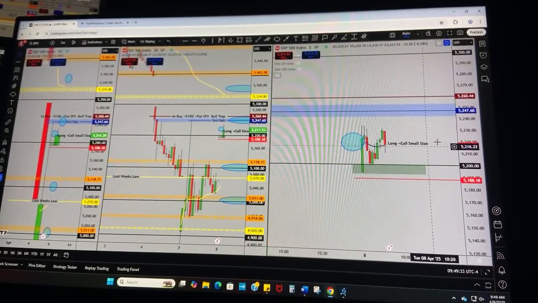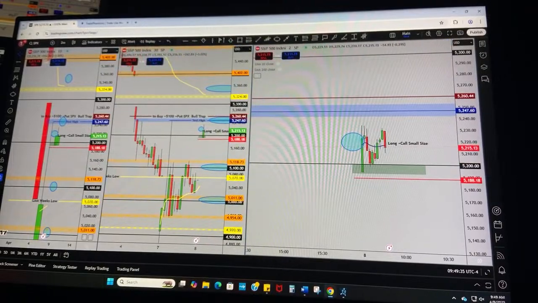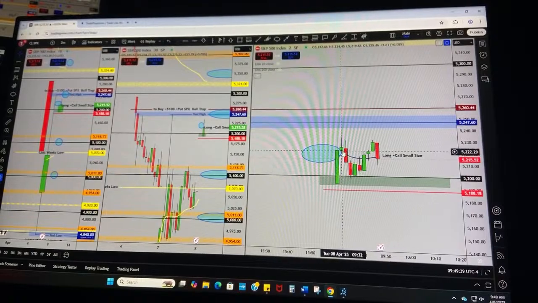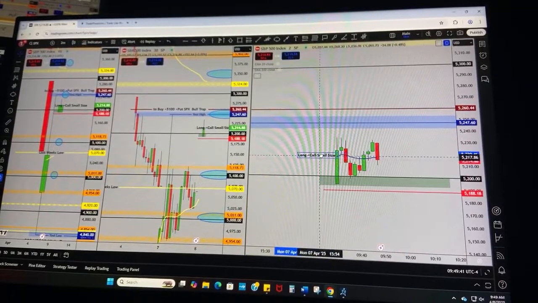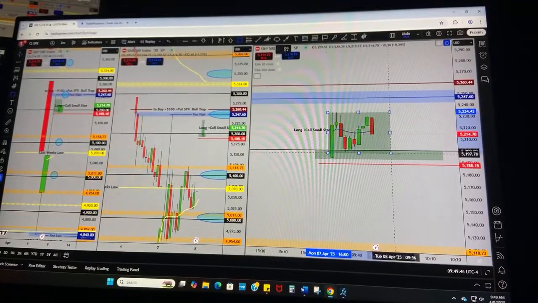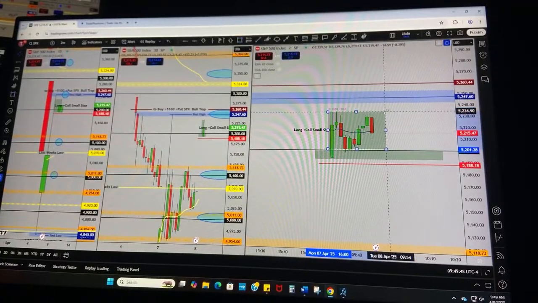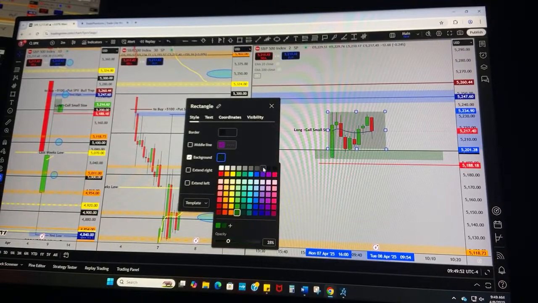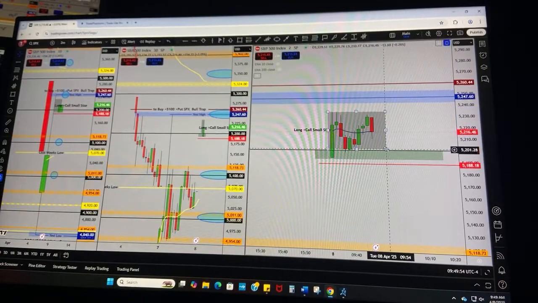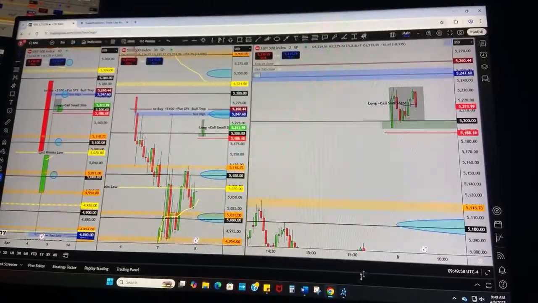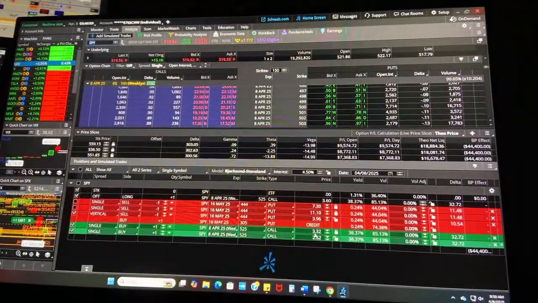So far opening day's range is in. I've got a daily time frame on the left, a 30-minute here, and a 2-minute here. And it's sideways, so you've got to be a little patient here. We need some liquidity.